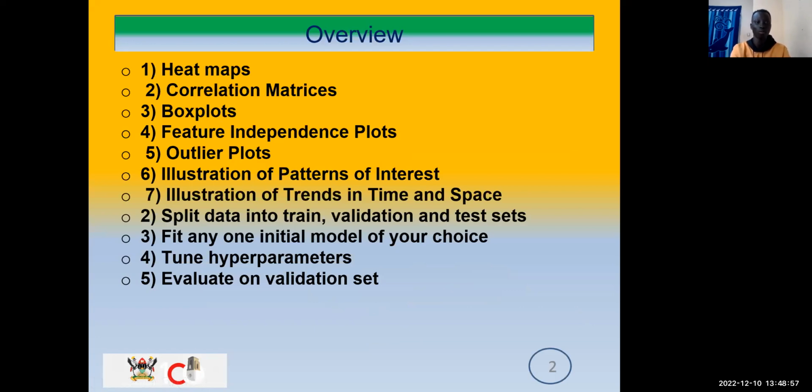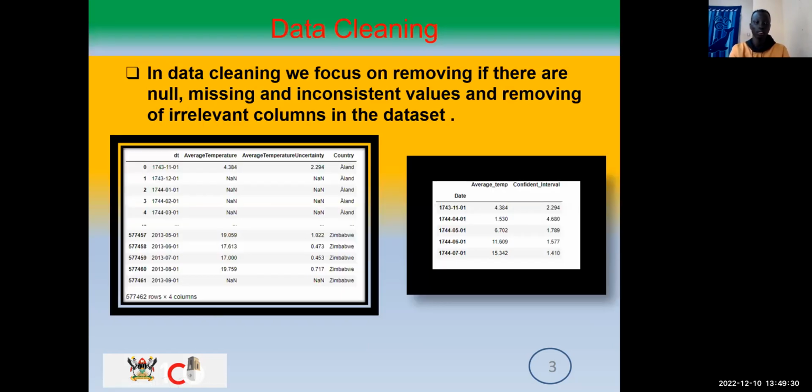Here, under overview, we're going to look at heat maps, correlation matrices, box plots, feature independence plots, outlier plots, illustration of patterns of interest, illustration of trends in time and space, splitting data into train, validation and test sets, fitting of the model, and hyperparameters, and evaluating validation sets. Now, data cleaning is removing the null values, inconsistent values, and also irrelevant columns.